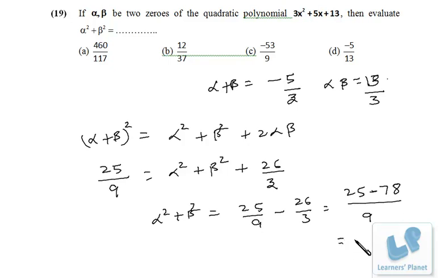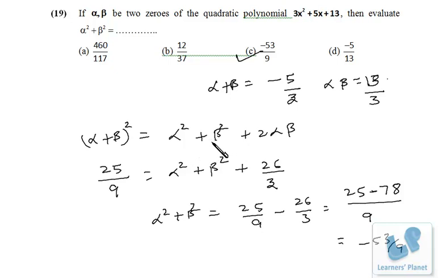So the value will be in negative. So 25 minus 78, it's minus 53 by 9. That's the value of alpha square plus beta square, as simple as that. Okay. So this is how we can calculate the value of alpha square plus beta square.